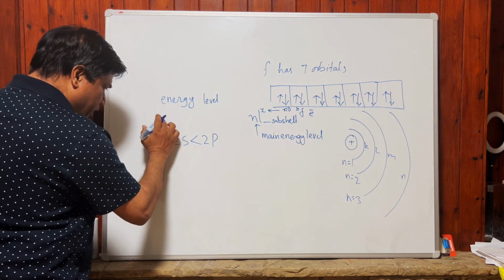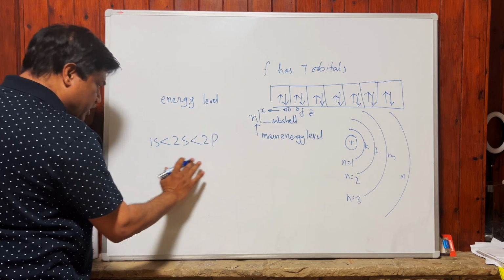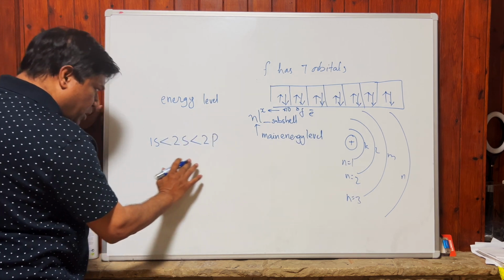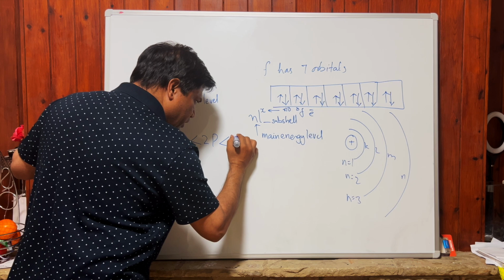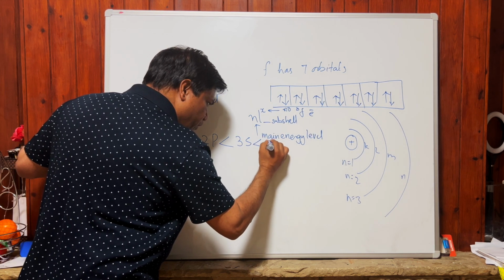Now the first energy level is completely filled, then we move to the second energy level, n equals 2, which is also completely filled. Then we go to the third energy level, 3s, which is less than 3p.